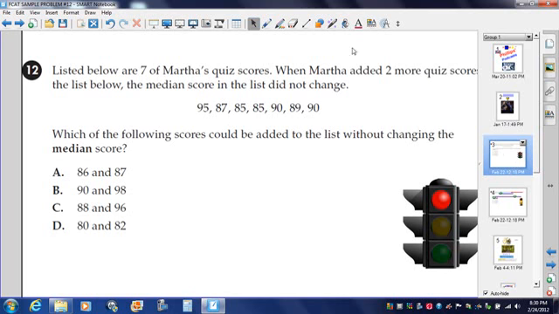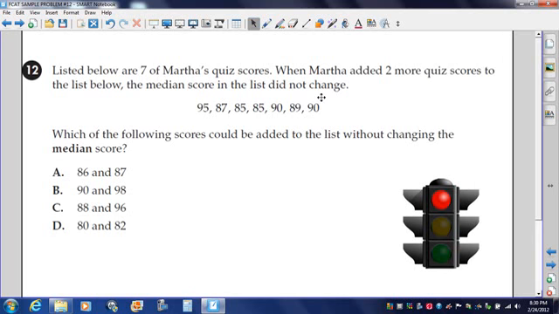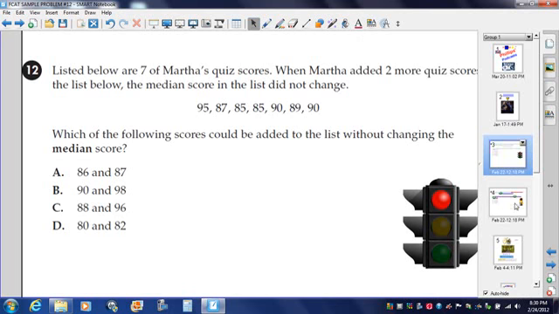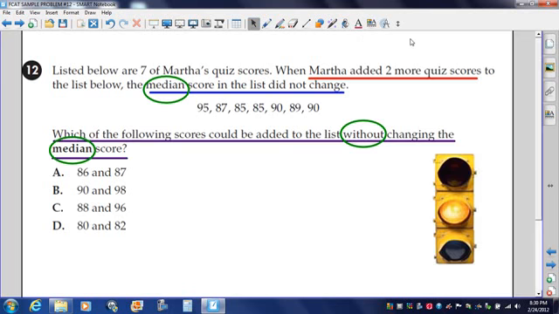All right, we are going to do problem number 12 from your FCAT review packet. First thing you're going to do on the FCAT is red light. Stop and read the problem. The next thing you're going to do on the FCAT is yellow light. Slow down, underline, circle, box, important information.